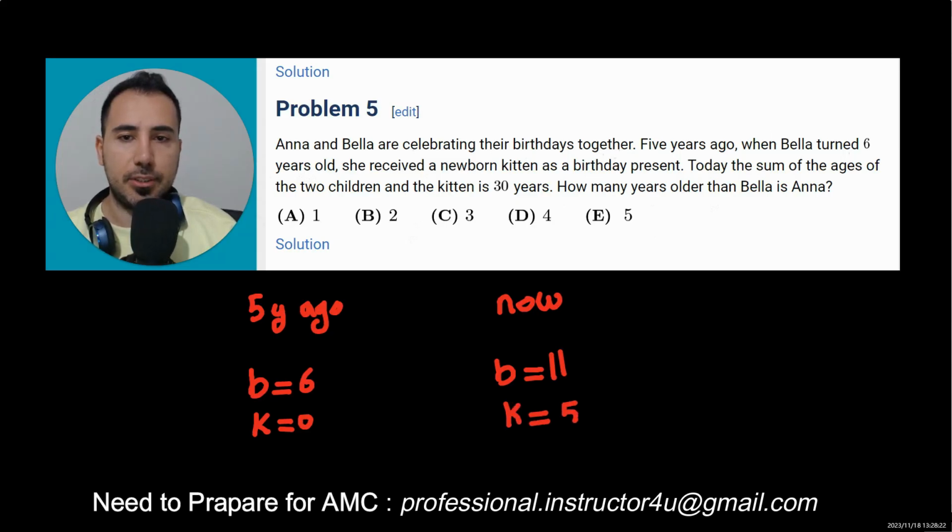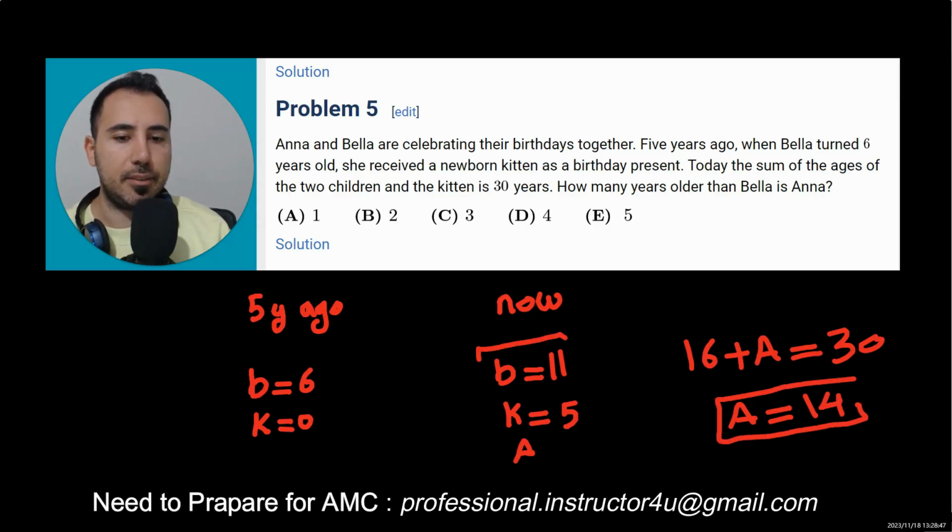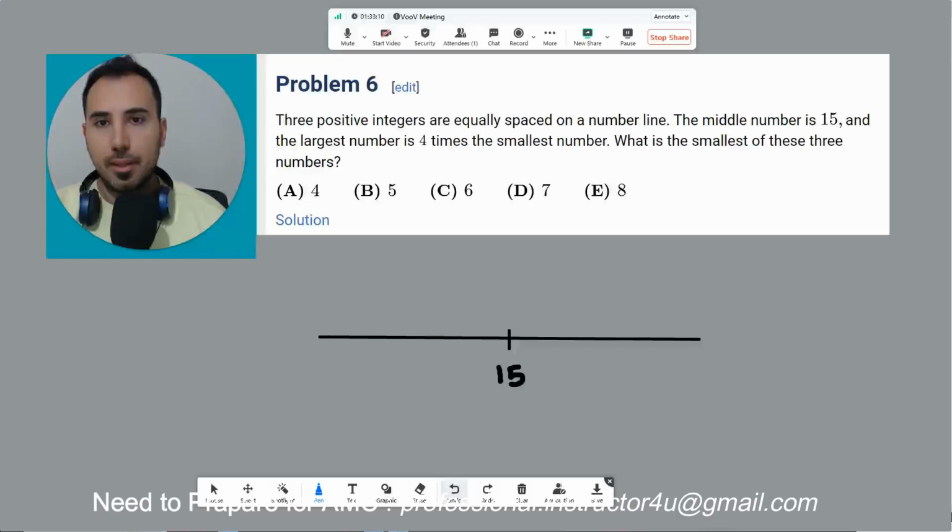So there is another sister, Anna. The question says, together, Anna, Bella, and the kitten are 30 years old. So B plus K is 16, plus A is actually 30. So what is the age of Anna? Of course, 14. Does the question need the age of Anna? No. What does it need? The difference of their ages. This is 14, 3 years older. So C would be the right answer.